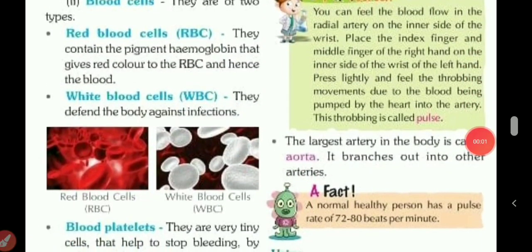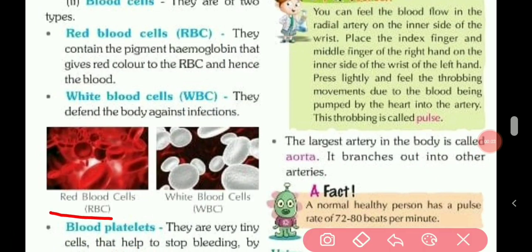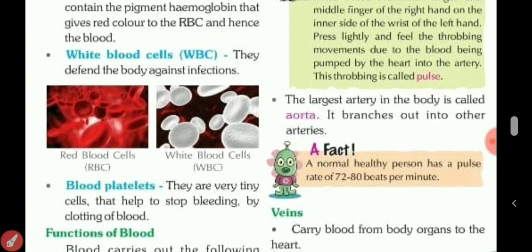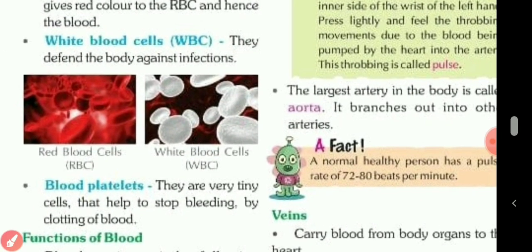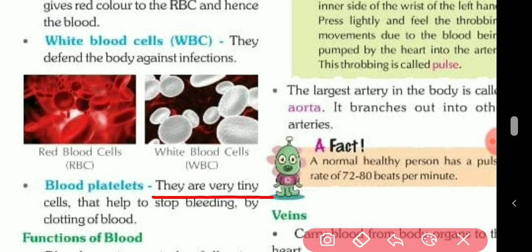Now here it is a diagram given. The first diagram is of red blood cells and the second diagram is of white blood cells. The third main type of blood cell is blood platelets. What are blood platelets? They are very tiny, means they are very small cells that help to stop bleeding by clotting of blood. Now what is the function of platelets? They start clotting blood and help to stop the bleeding.